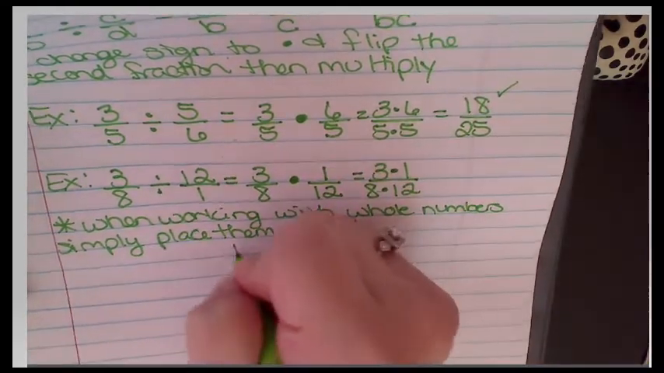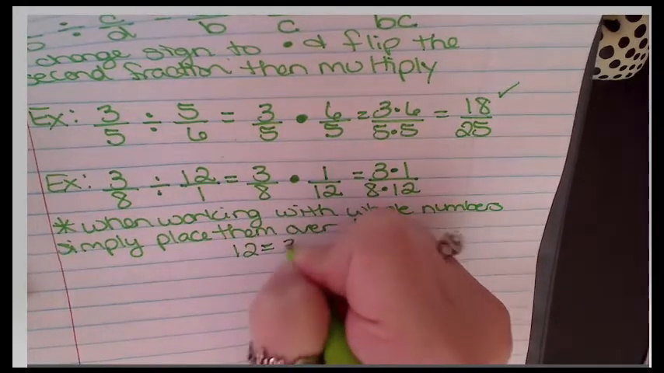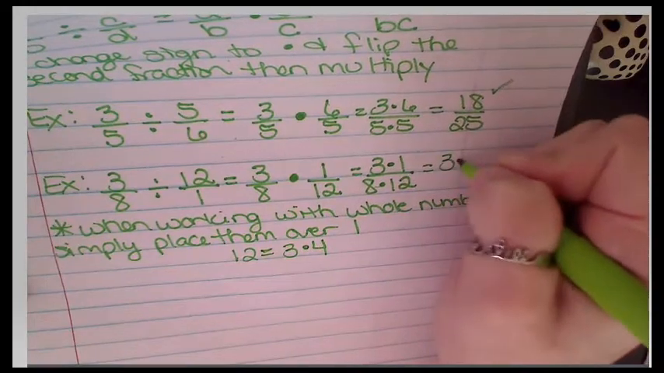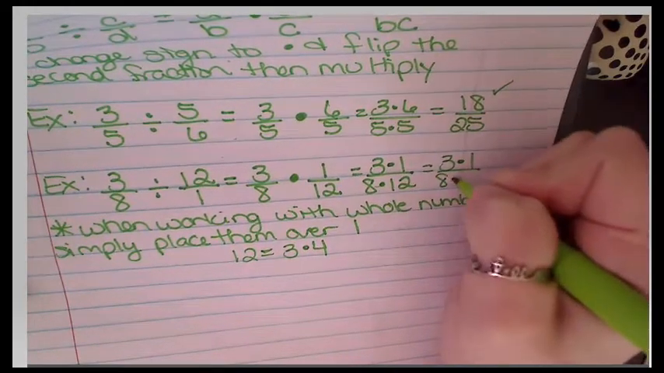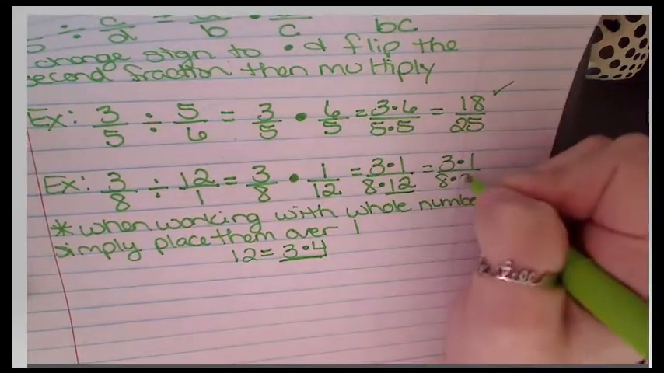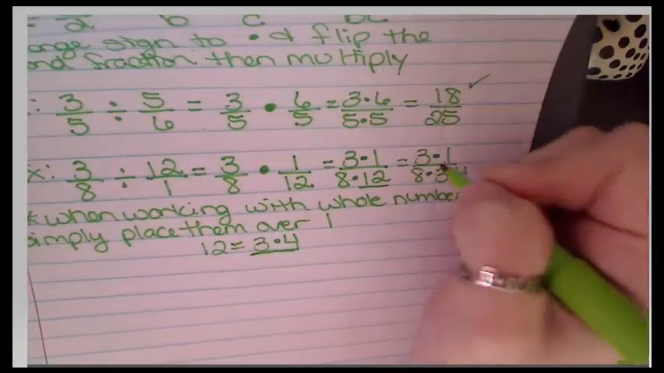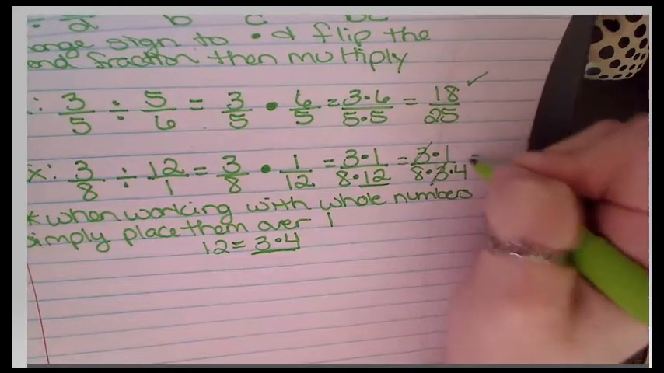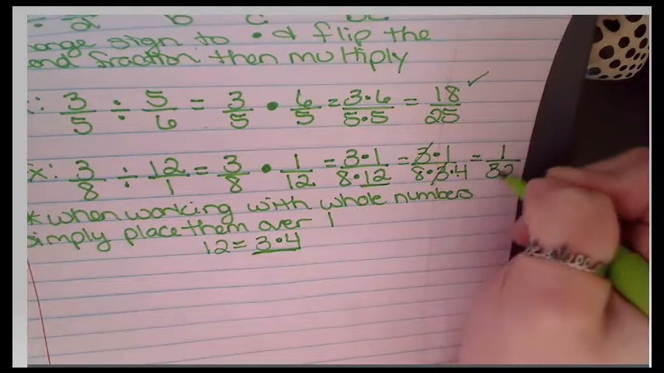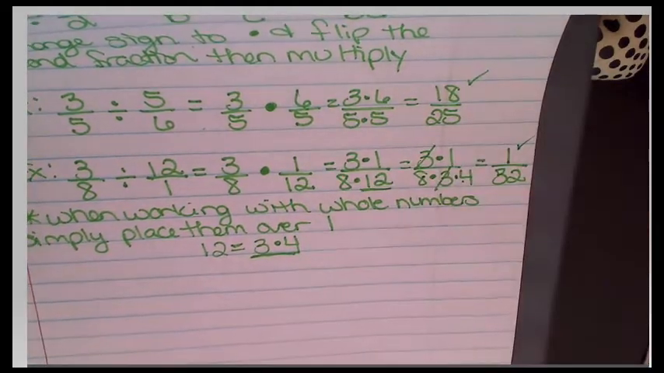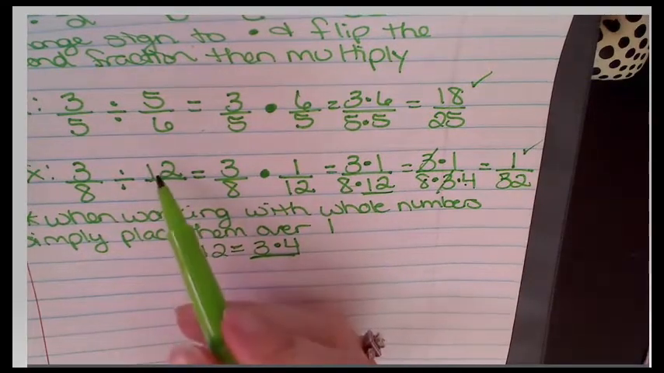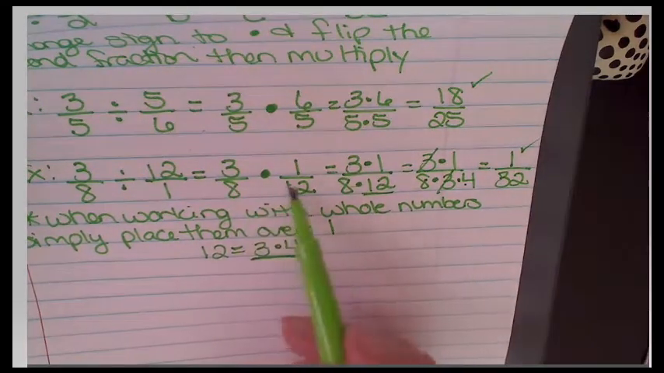Remember, 12 breaks down into 3 times 4. Oh, there's a 3. So let's go ahead and separate that out. 8 times, and then instead of putting 12 in, we're going to put in this 3 times 4. Cancel out those 3's. So you just have 1 on top. 8 times 4. 32. And there you go. So we just divided a fraction by a whole number, which in turn we flipped, multiplied, and did as a multiplication problem.